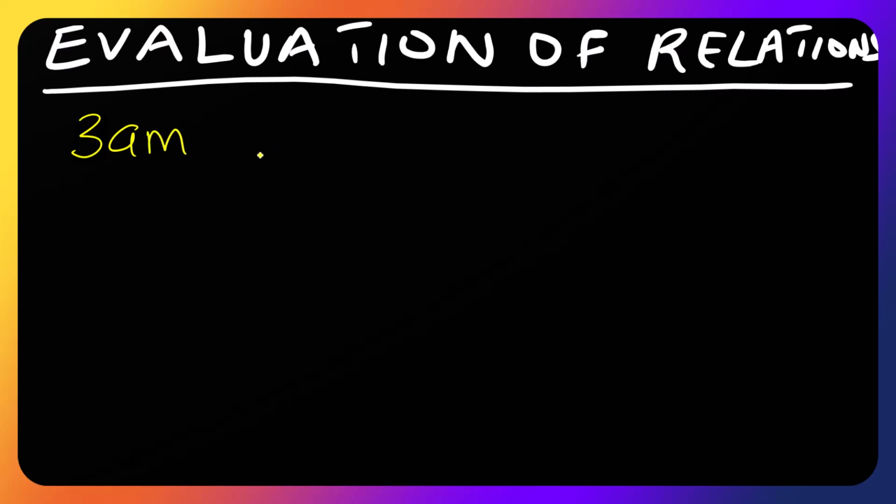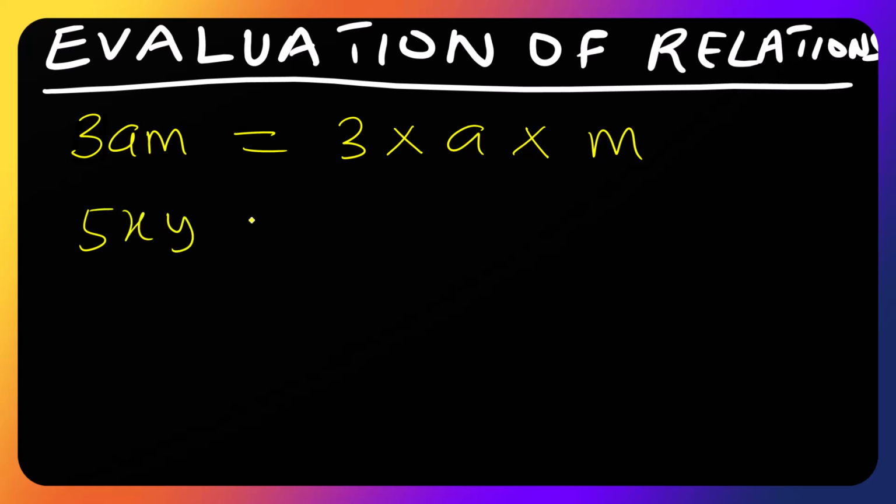3am is the same as 3 times a times m. 5xy is the same as 5 times x times y. Okay, now let's understand the following.